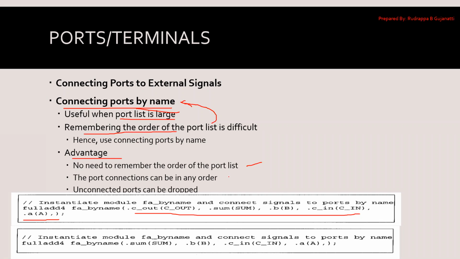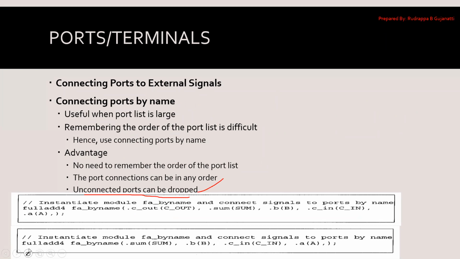But in the ordered case, if you miss out something and a mismatch happens, it creates a problem. In ordered sequence, say I had to give Cout but by mistake I gave A, B, and Cin, so one parameter is missing, and this will create a problem. Such things do not arise here. Even if you leave a port unconnected, it is not a problem. Unconnected ports can be dropped. These are a few of the advantages related to connecting ports by name.